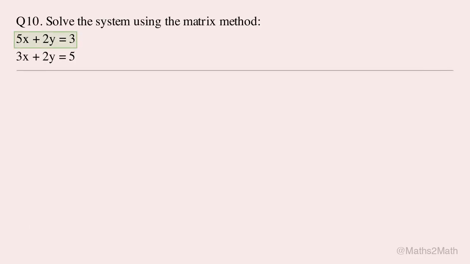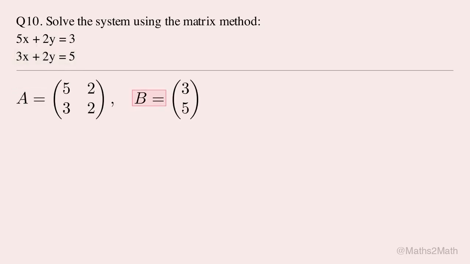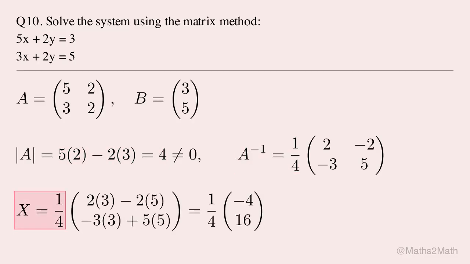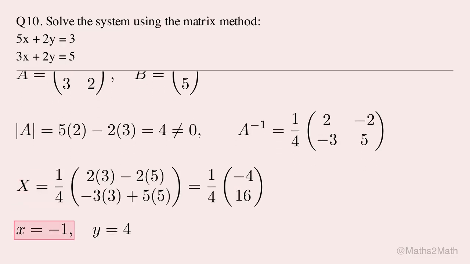Question 10. The last 2 by 2 system before we move to 3 unknowns. Both equations share the coefficient 2 on y, which makes the determinant easy. Matrix form. The determinant is 10 minus 6, which is 4. Multiply by b, minus 4 and 16 over 4.